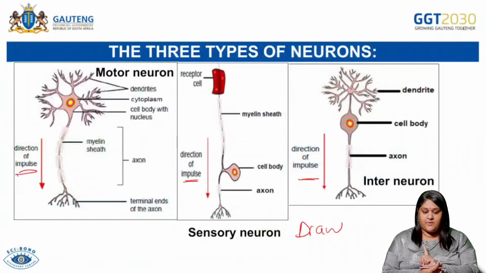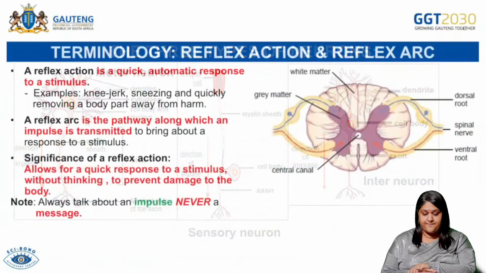Okay, but the one thing that I want you to take note of is that you must only know the labels that are mentioned in your examination guideline. So that's the dendrite, the cytoplasm, the cell body with the nucleus, the myelin sheath, the axon. Those are the main structures that you need to know. There are others in some textbooks, and those are the ones that if you write them, you're not going to get marks. So make sure you know that and you revise it.